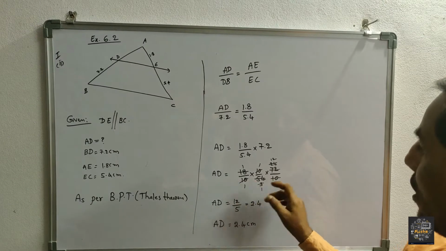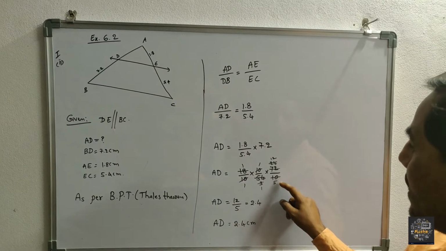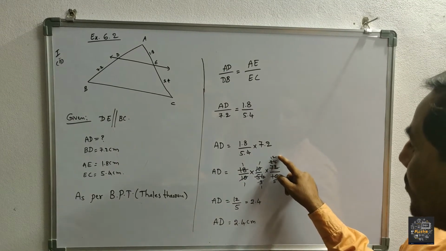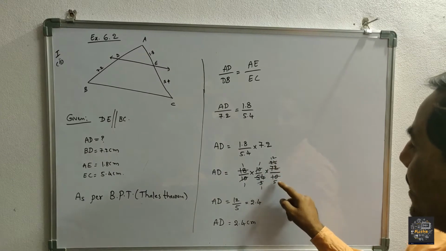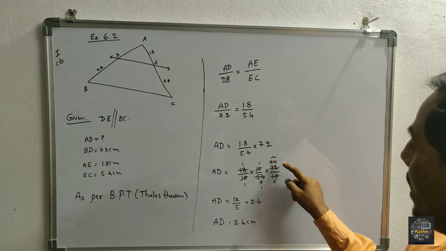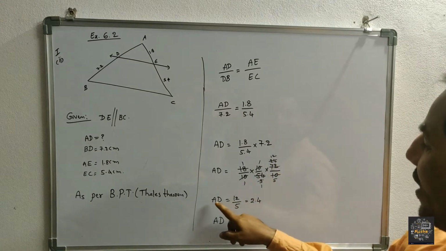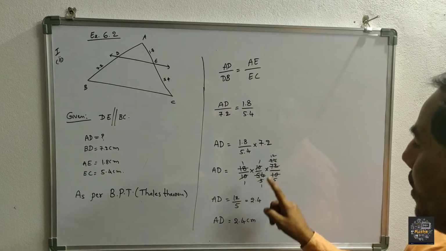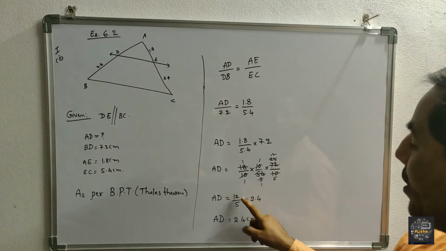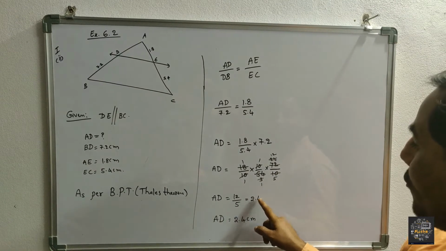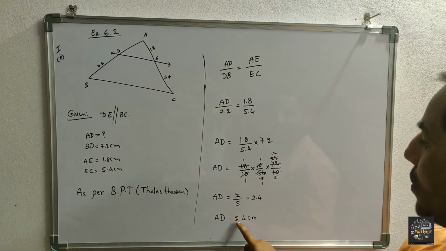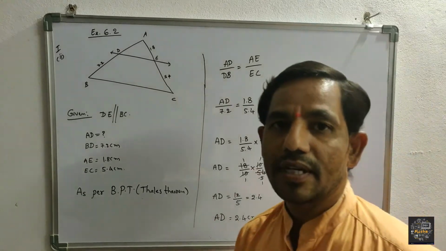Next 5 2 5 ja 10, 2 12 ja, 3 1 ja, 3 24 ja. Next 2 5 ja, 2 12 ja. So the last, final AD is equal to 12 by 5. 12 by 5 means again 5 1 ja, next 5 4 ja 20. So AD is equal to 2.4 centimeter.